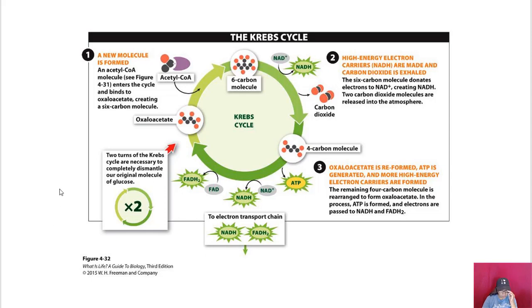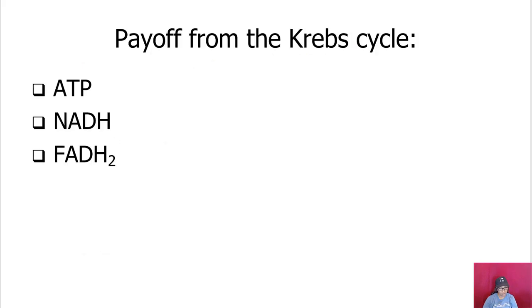So 2 turns of the Krebs cycle are necessary to completely dismantle our original molecule of glucose into our pyruvate and to wring out more and more. So the payoff from the Krebs cycle: ATP, NADH, and FADH2. These are our high energy molecules. So we're just wringing out more energy.